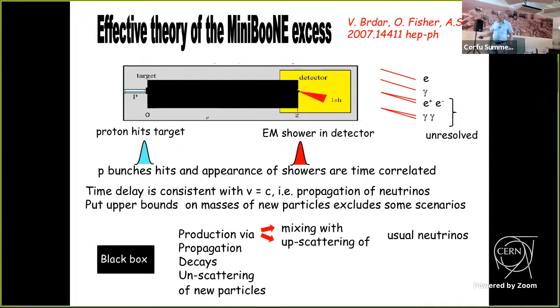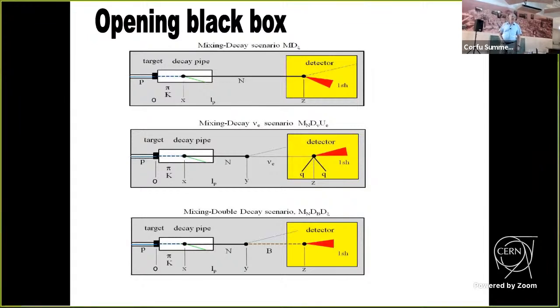Now, what is inside this black box? Inside the black box, we have production via mixing or upscattering of usual neutrinos, then propagation, then decay, then upscattering of new particles. And now let me open this black box. There are plenty of possibilities. You introduce new fermions or new bosons. Let me show you something.